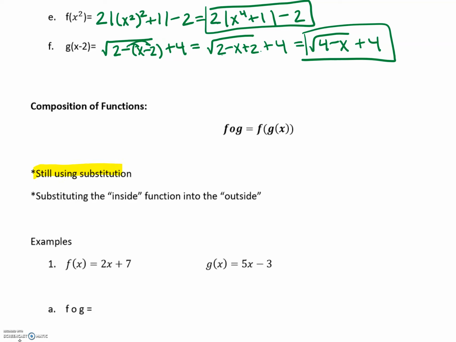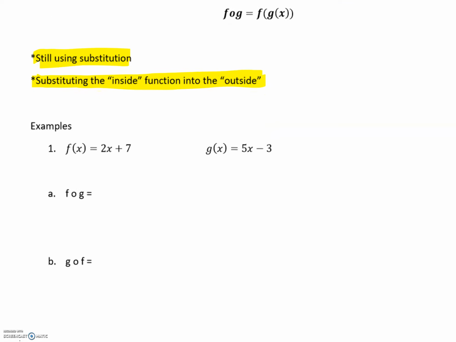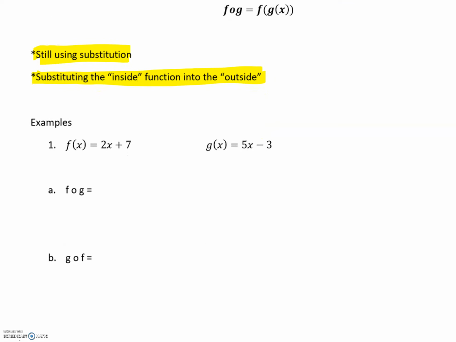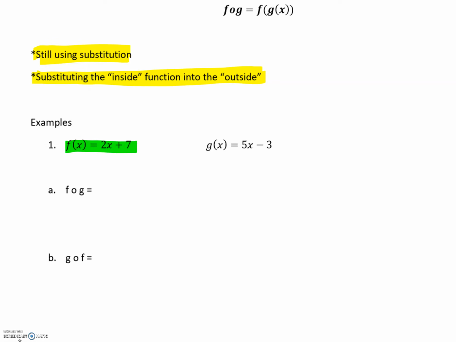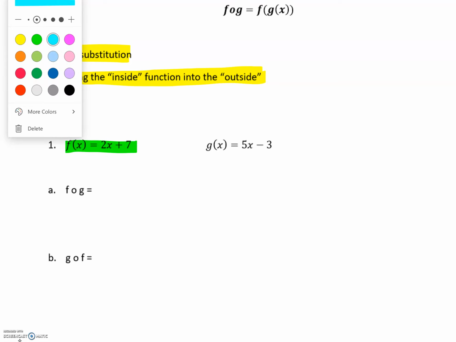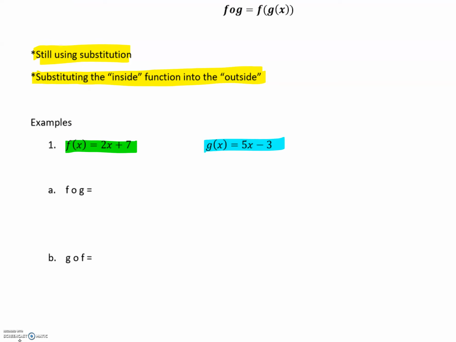Key here is we're still using substitution, and we're always going to work from the inside out. So let's jump straight into an example. My first example, I'm given f of x is 2x plus 7, and g of x is 5x minus 3.